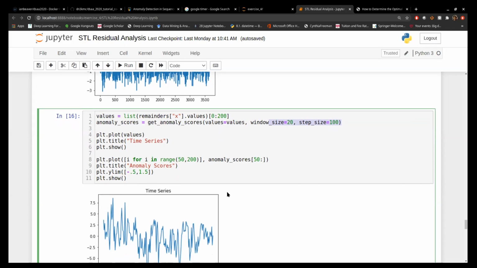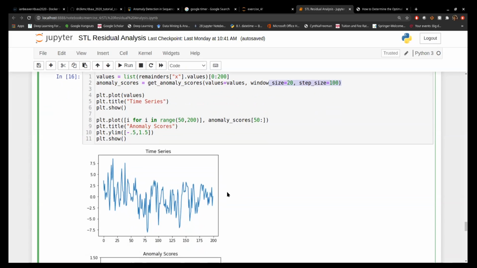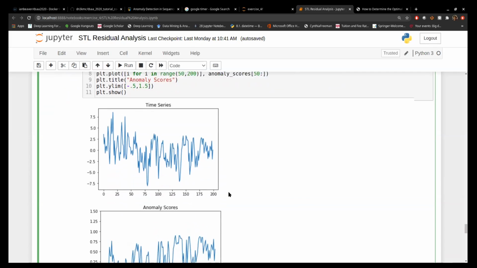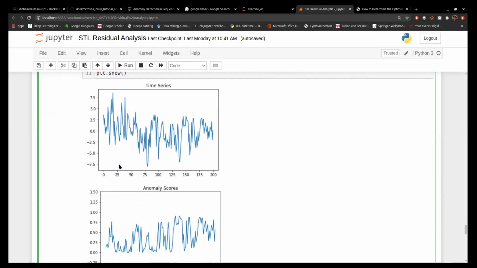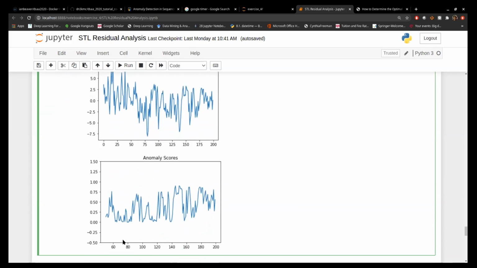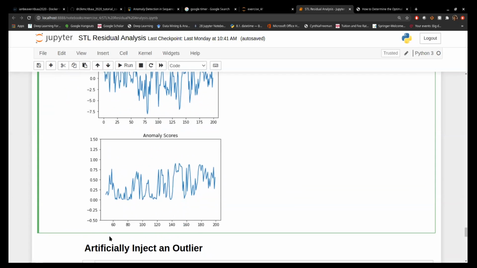Well, the problem is that might not be feasible in online settings. So after running get anomaly scores, I can now plot the time series versus the anomaly scores. And note here that I'm actually skipping the first 50 time steps for the anomaly scores, because initially there's very little data to work with for the mean and standard deviation. And in turn, the anomaly scores might be a little wonky at first.